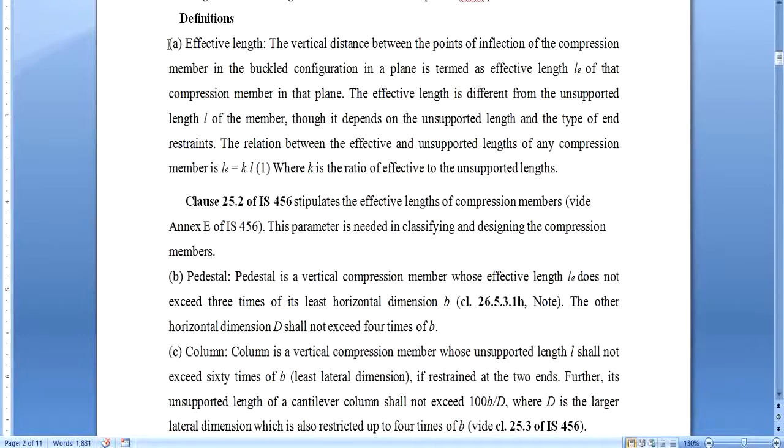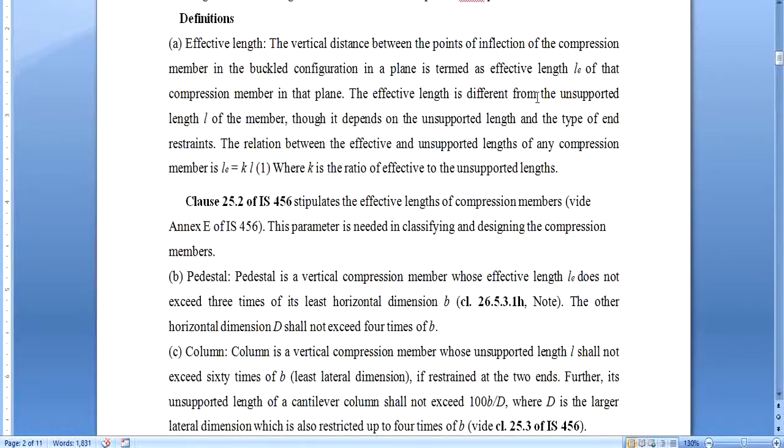So now there are various definitions which we need to study in this particular module. The first definition is effective length. The vertical distance between the two points of inflection of compression members in a buckled configuration in a plane is termed as effective length, that is LE. Okay, so I'm going to explain it with the diagram.